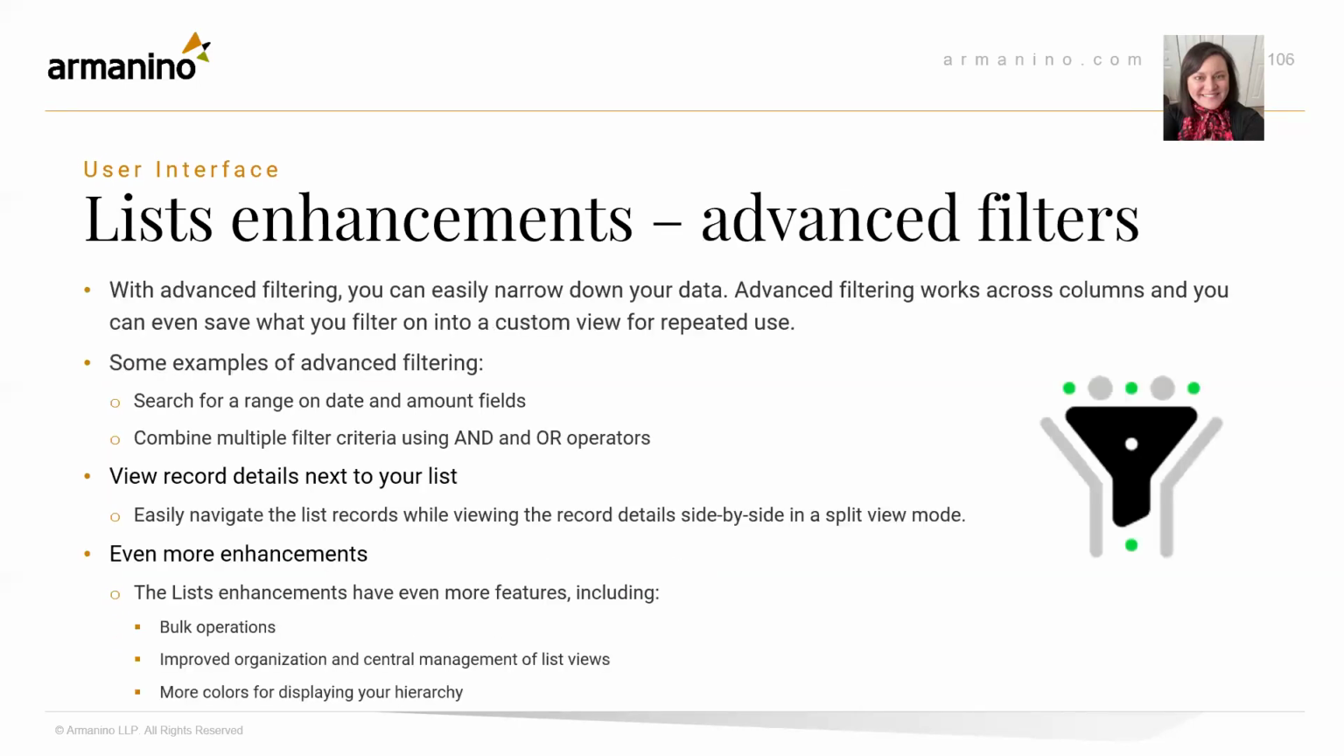Advanced filtering. You can also easily narrow down your data. So advanced filtering works across columns and you can even save what you filter into a custom view for repeated use. Examples include searching for a range on date and amount fields, and combining multiple filter criteria using and or operators. You can view record details next to your list, showing the details in a side-by-side split view mode. And then more enhancements include bulk operations, improved organization and central management of list views, and more colors for displaying hierarchy.